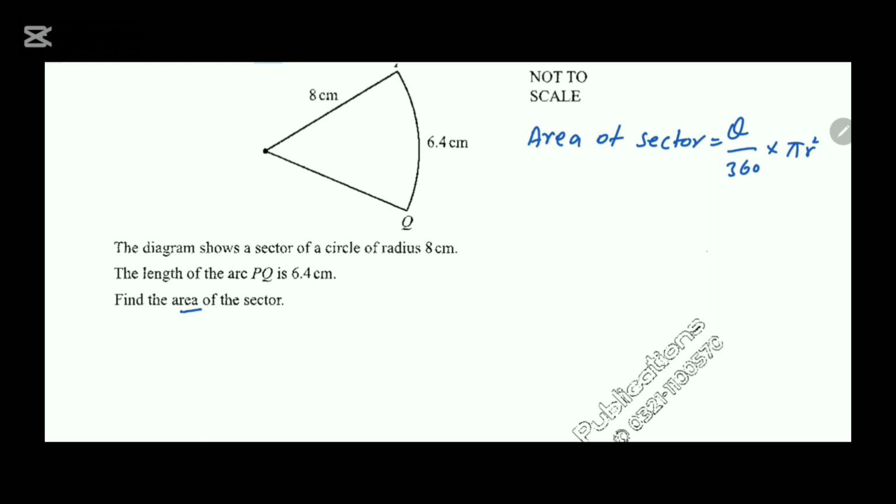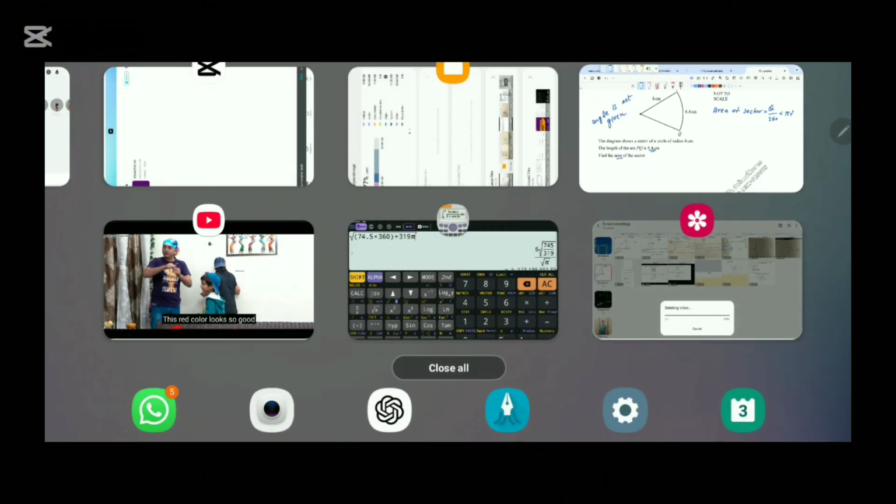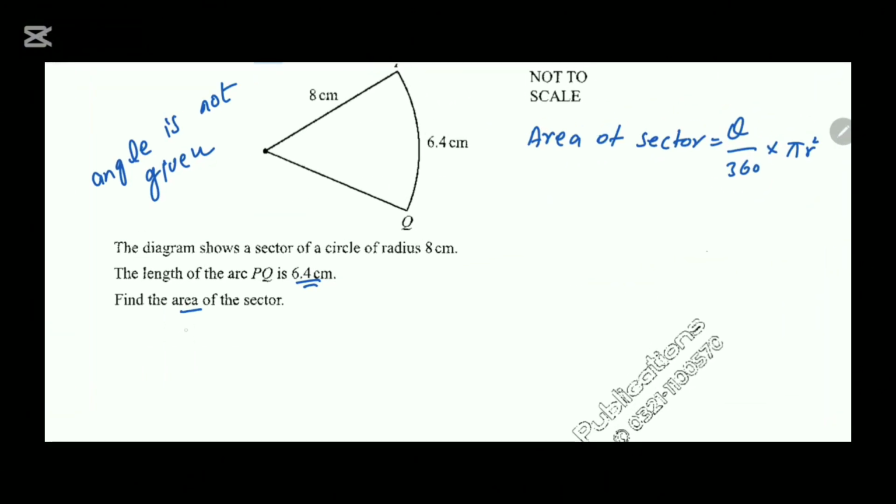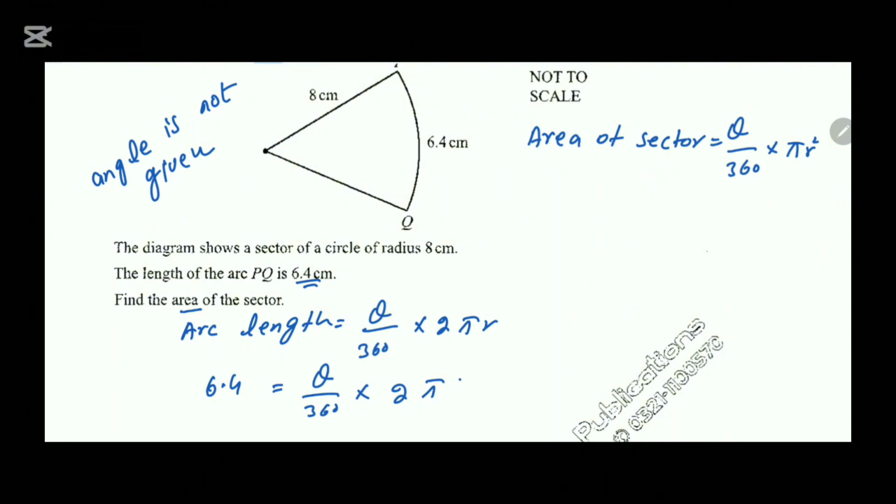But the problem is that the angle is not given here. Theta is not given. So what do we have to do? The arc length is given to you, which means we can use the arc length formula for finding the value of theta. So arc length is equal to theta over 360 into 2 pi r. Arc length 6.4 equals theta over 360 into 2 pi r.